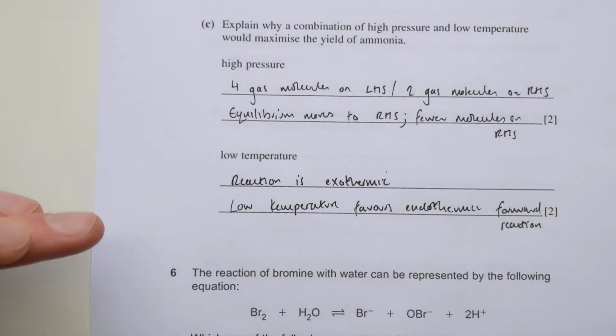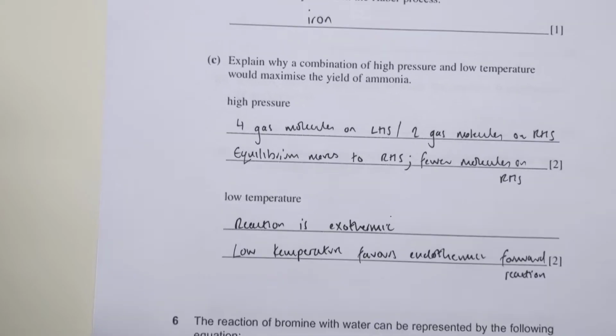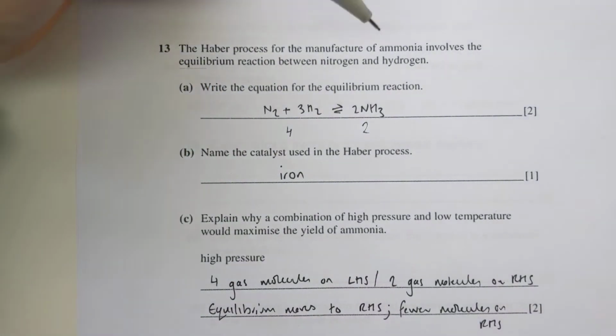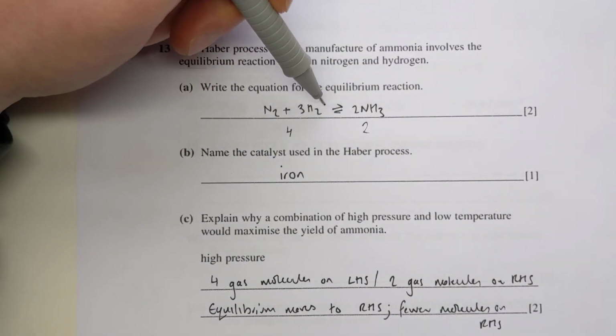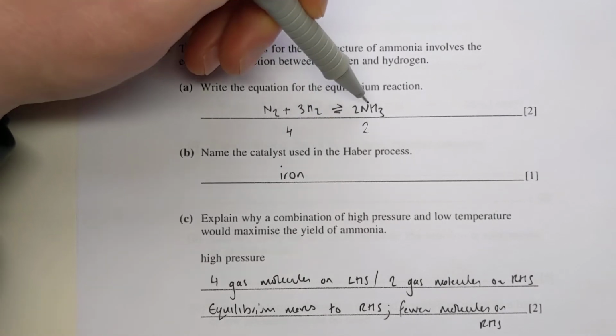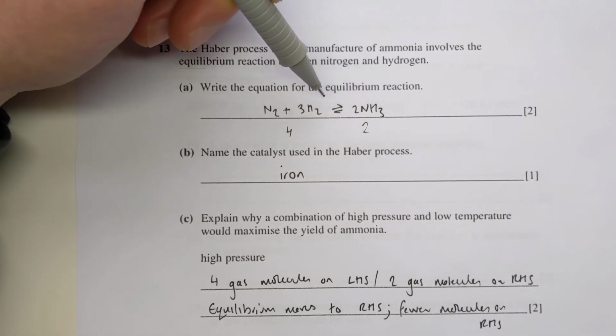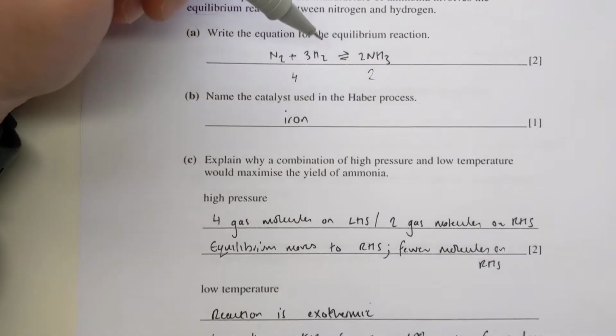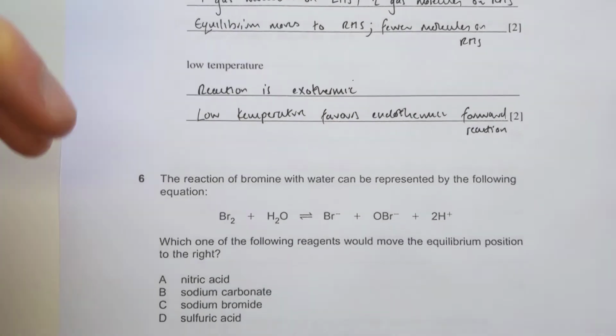So if you think about that fully, if we want to move the equilibrium to the right hand side, the forward reaction is exothermic, therefore a low temperature, which cools the reaction down. The reaction wants to heat itself back up again. It can heat itself back up again if it favours the exothermic forward reaction. That moves it to the right hand side.